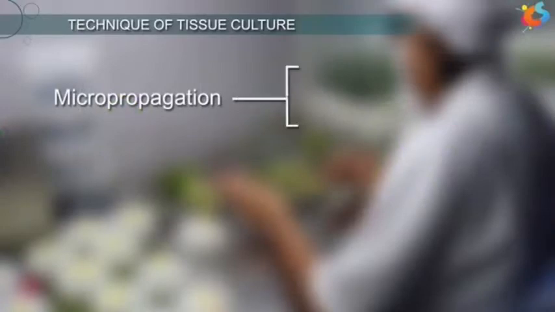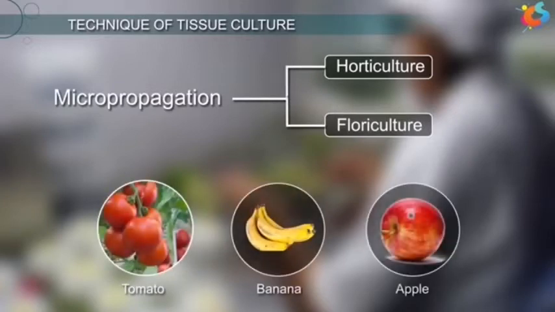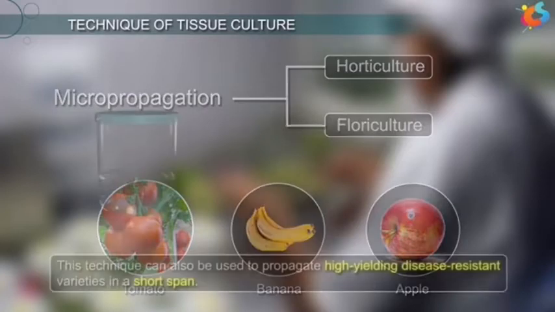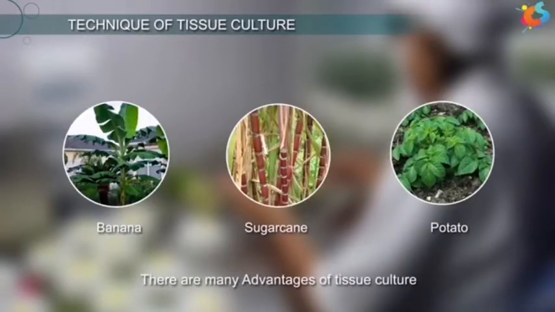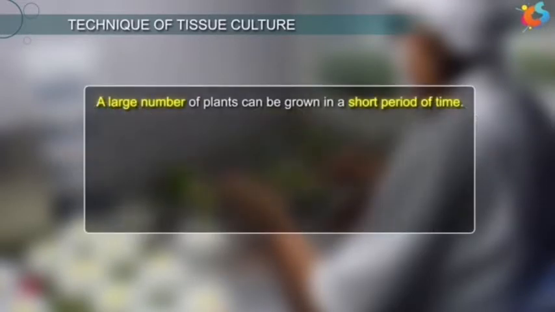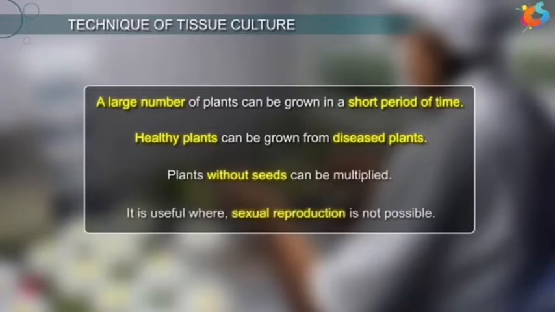Micropropagation is extensively used in horticulture and floriculture and is employed in the large-scale production of tomato, banana, apple, etc. This technique can also be used to propagate high-yielding disease-resistant varieties in a short span. There are many advantages of tissue culture, which are as follows. A large number of plants can be grown in a short period of time. Healthy plants can be grown from diseased plants. Plants without seeds can be multiplied. It is useful where sexual reproduction is not possible.